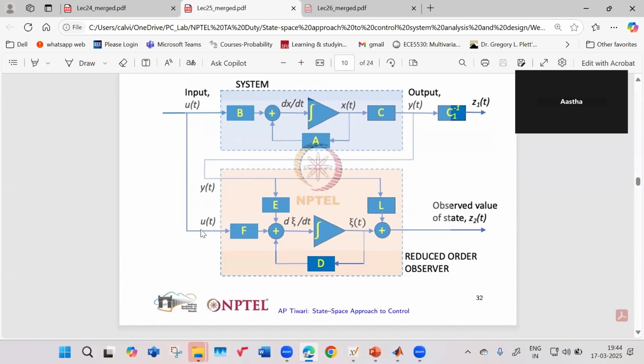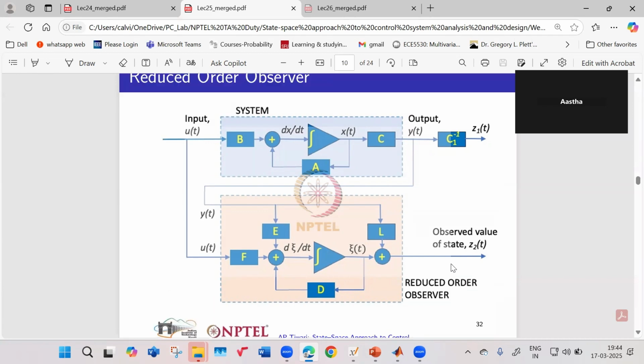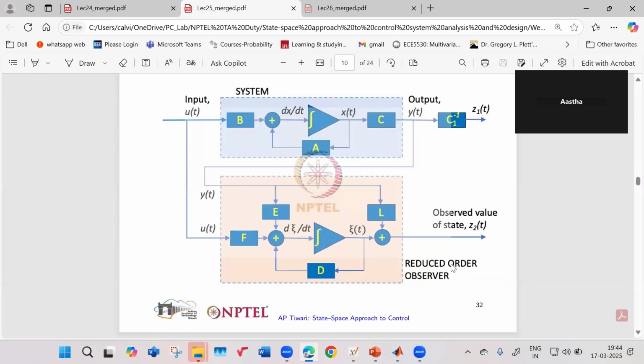Now, the same U is again an input to our observer, to the reduced order observer. Again, Y is coming. We have FU plus EY and B into this, whatever this epsilon variable. This is our epsilon dot. We integrate, we get epsilon. And our estimated value of the state, Z2, is given by L into Y plus epsilon of T. This is our reduced order observer implementation. Right? This is how it is implemented.